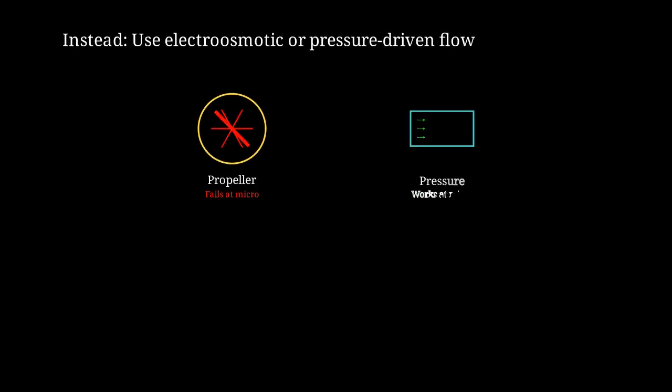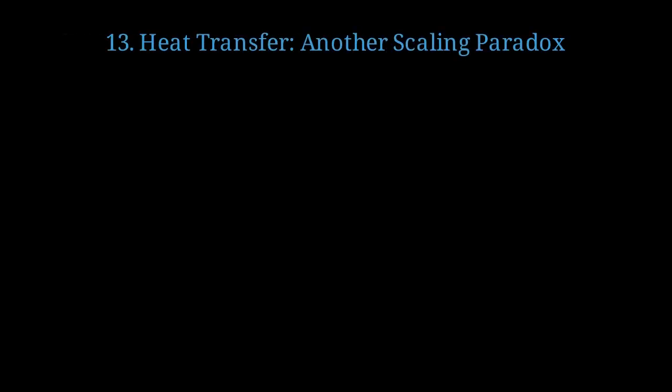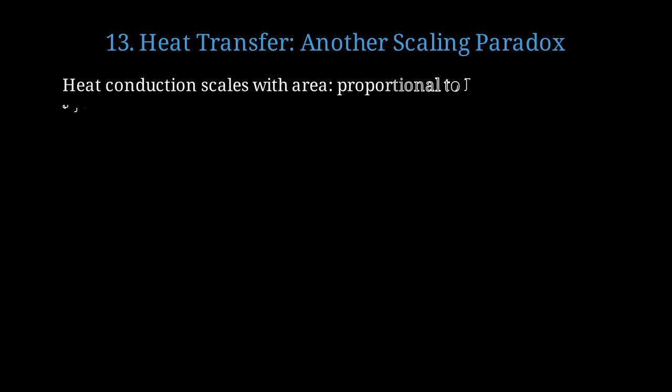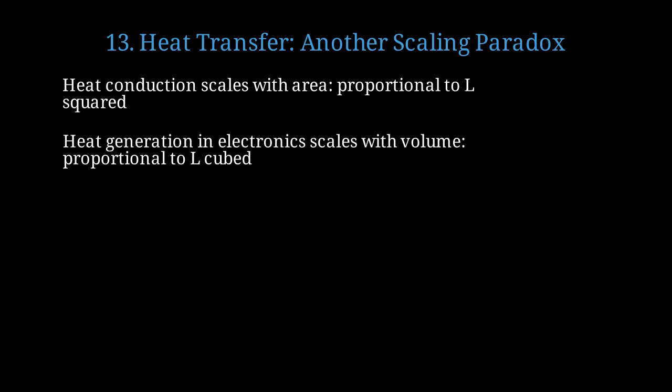Propeller pumps with rotating blades fail at microscale due to viscosity, shown with red X. Pressure-driven flow works perfectly, shown with green arrows. Heat transfer also exhibits surprising scaling behavior at microscales. Heat conduction, which transfers through surfaces, scales with area, proportional to L squared. But heat generation in microelectronics scales with volume, proportional to L cubed.